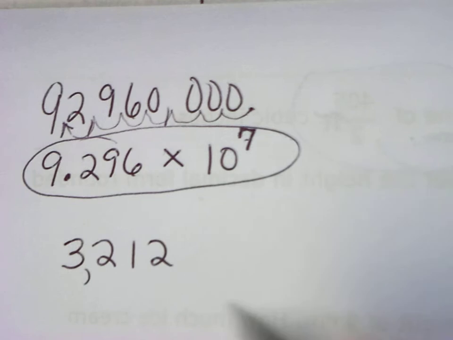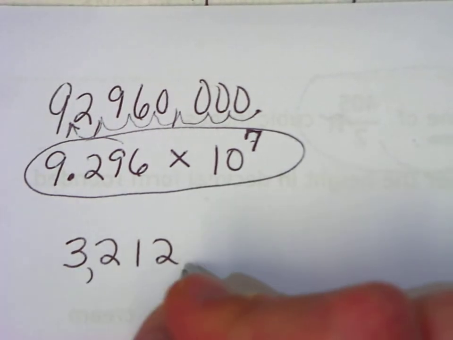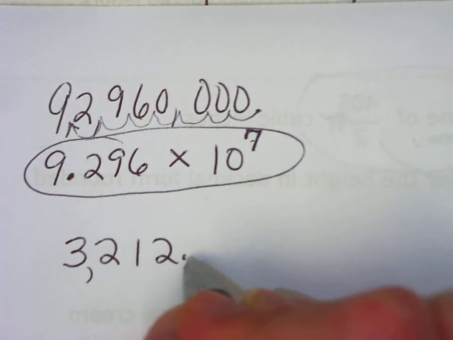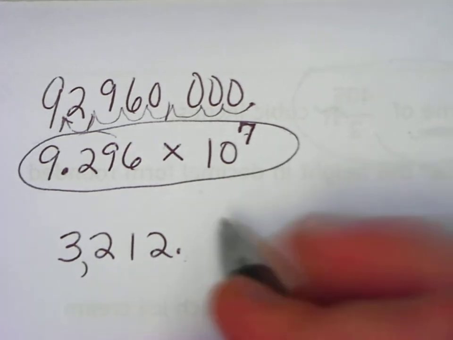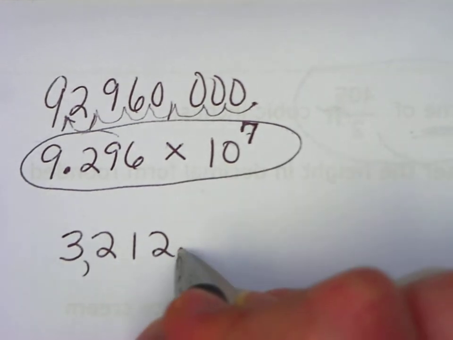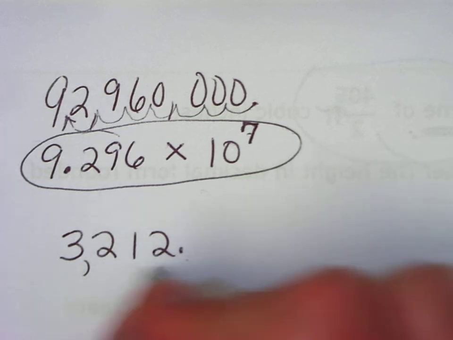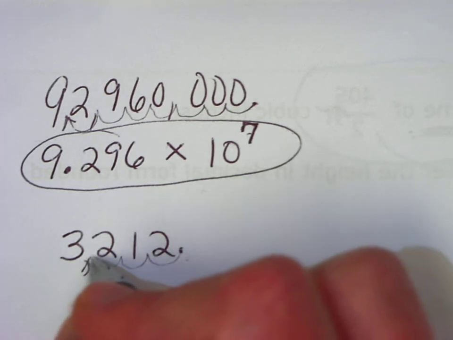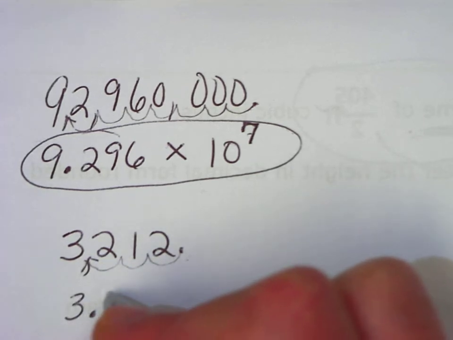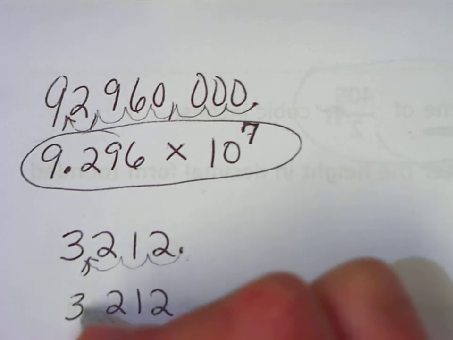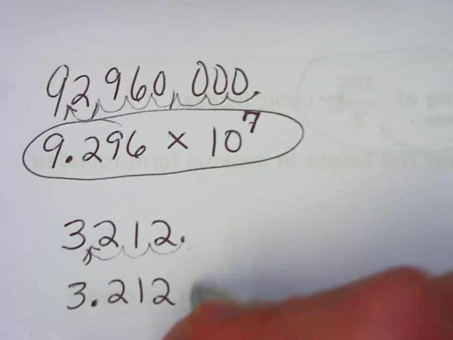If I change this one to a number between 1 and 10, here's your decimal. So this is 3,212. I know my exponent's going to be positive again because I'm starting off with a number more than 1. Here's my decimal. Let's move it and make this number between 1 and 10. 1, 2, 3. If I stop it right there, my new number will be 3.212. Okay, 3 point something, that's between 1 and 10.